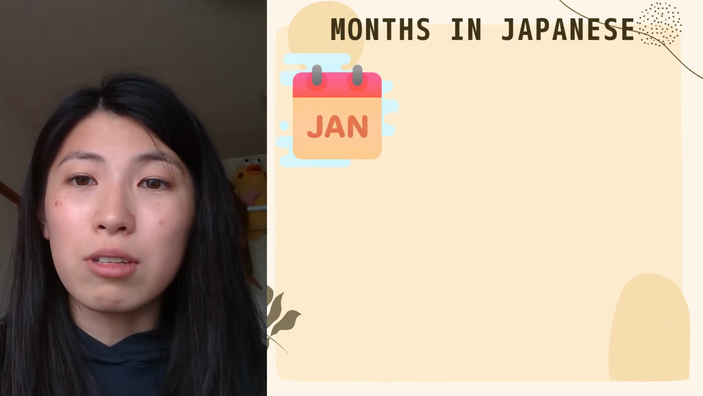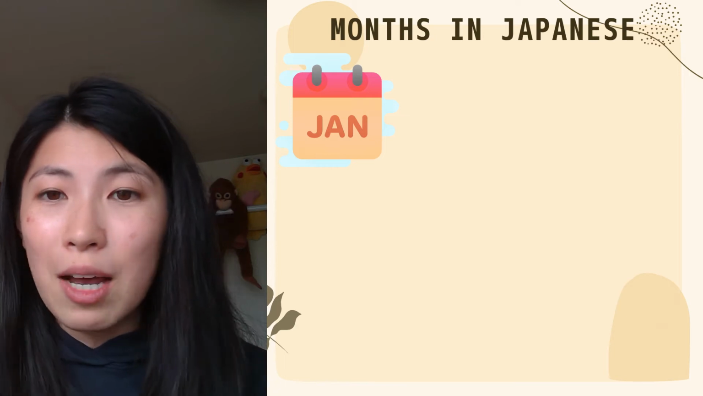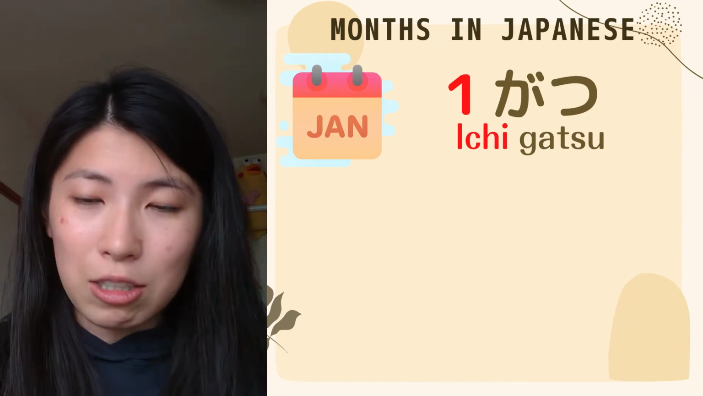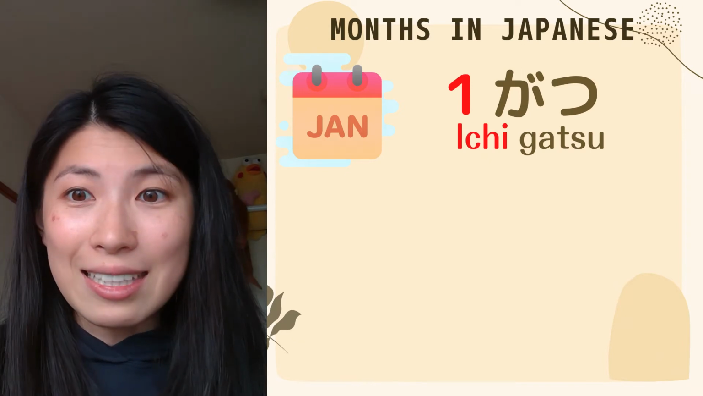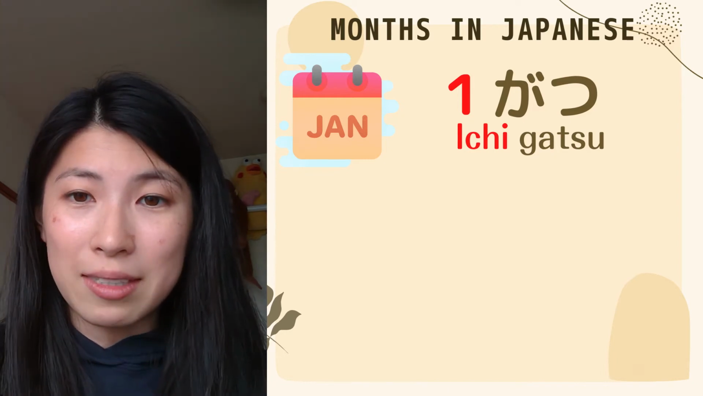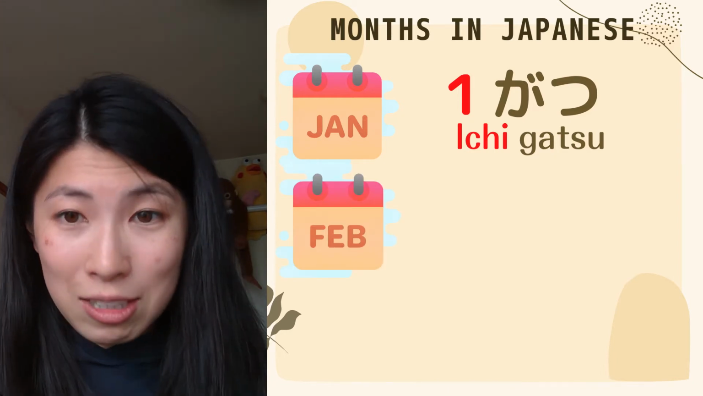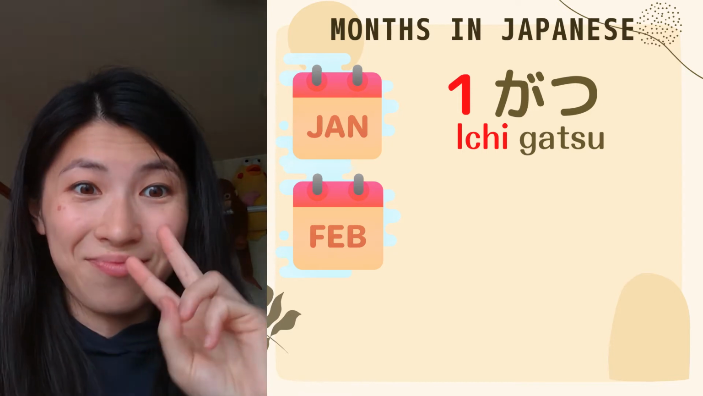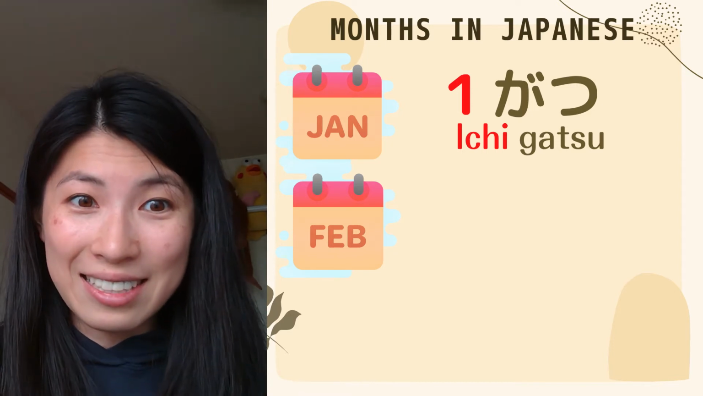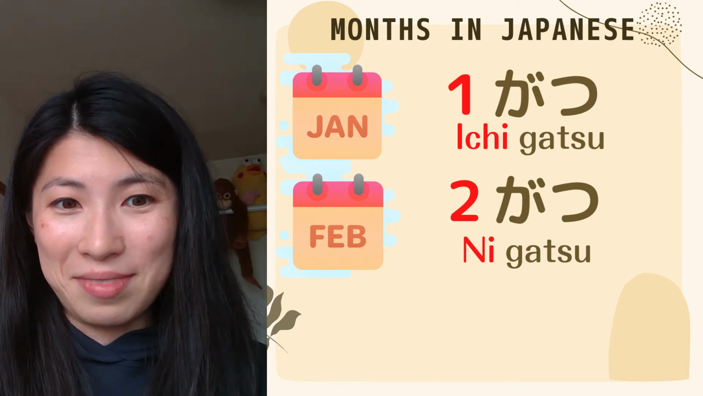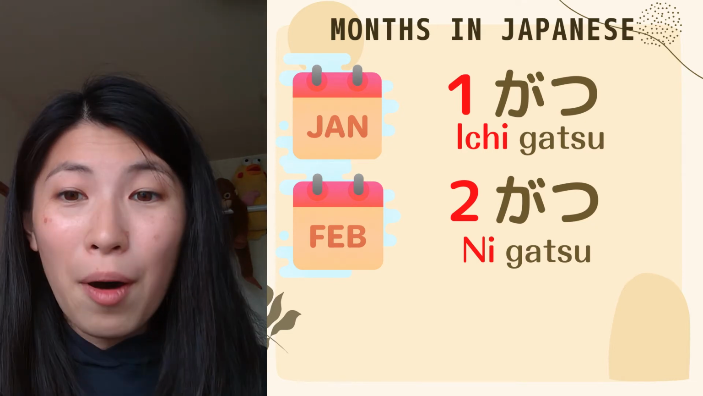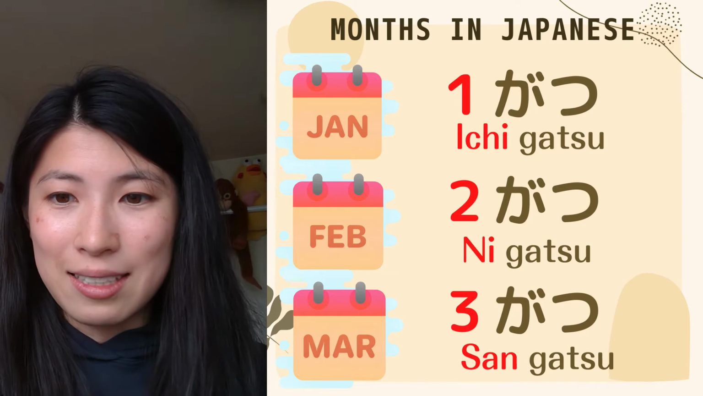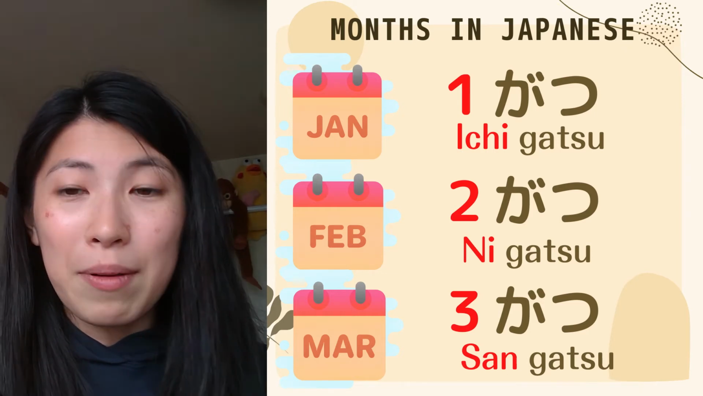Let's learn how to describe months in Japanese. For example, if you want to say January, it's gonna be 1月. 月 is a suffix of months in Japanese. So, what about 2月? I give you 3 seconds to think. The answer is 2月. What about March? It's gonna be 3月.